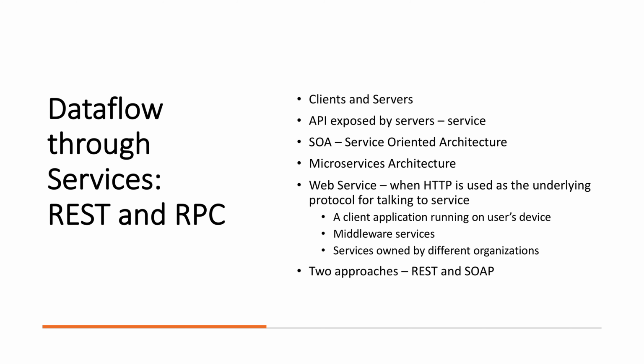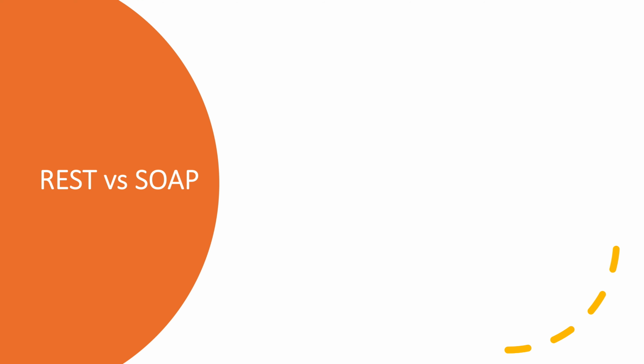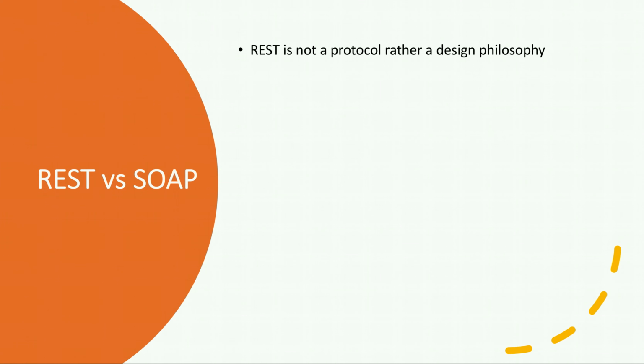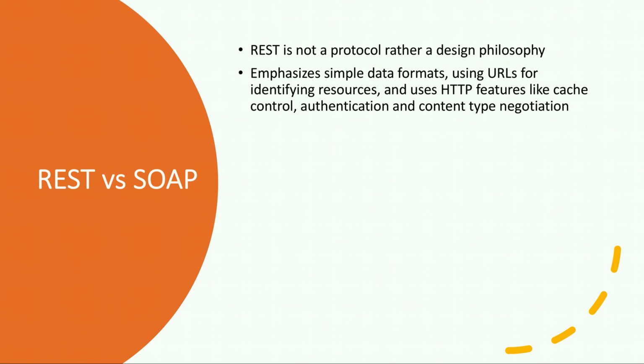So if we see, there are two approaches to web services, that is REST and SOAP. Now let us see and understand them. REST is not a protocol but rather a design philosophy. It emphasizes simple data formats. For example, it uses URLs for identifying the resources and it uses HTTP features like cache control, authentication and content type negotiation. An API designed according to the principles of REST is called a RESTful API.